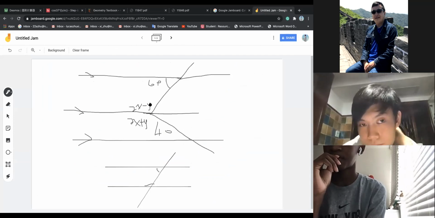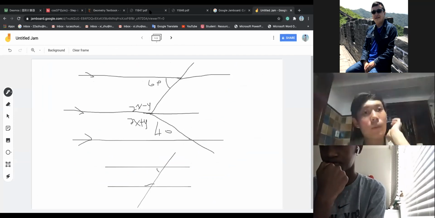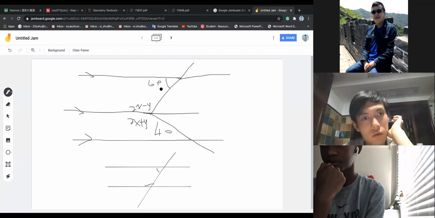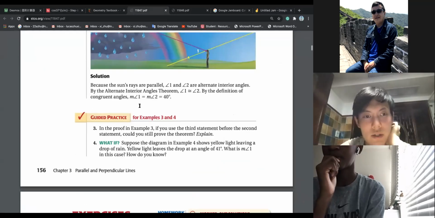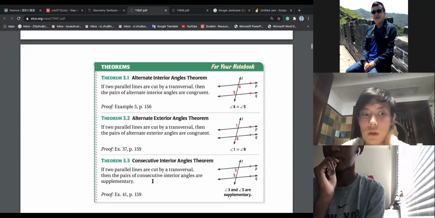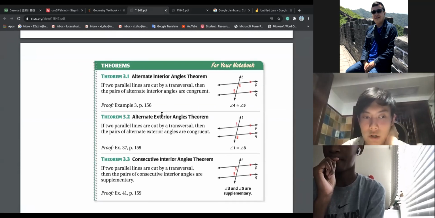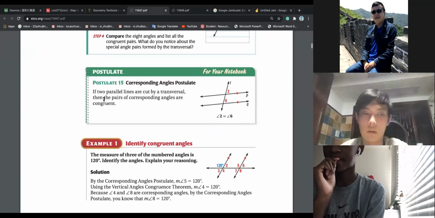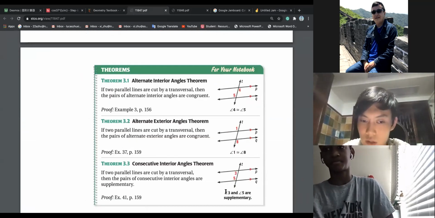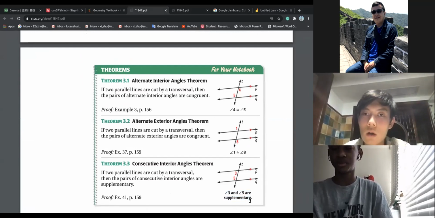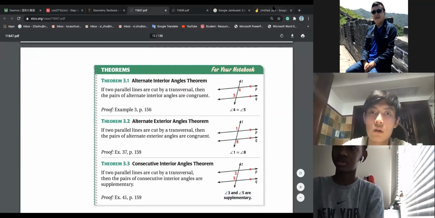So, remember, all you have to do is remember that this is the only special theorem among all the theorems that we just learned, like these postulates over here and these three theorems. This is the only one that says they are supplementary. The others are all congruent to each other, but this is the only one that says they are supplementary. But we can prove it.